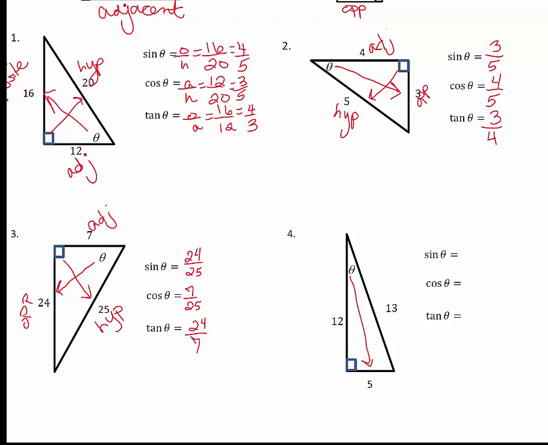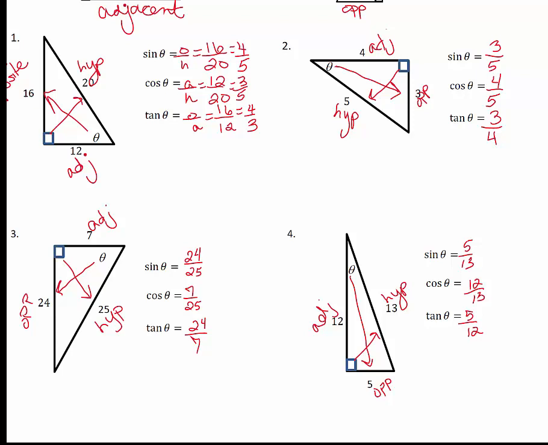And last but not least, look where that missing angle, that theta, is. Across from it, opposite. Across from the 90-degree angle, hypotenuse, leftover side, adjacent. Sine would be opposite over hypotenuse, so 5 over 13. Cosine is adjacent over hypotenuse, so 12 over 13. And tangent would be opposite over adjacent, so 5 over 12. That's how we set it up.